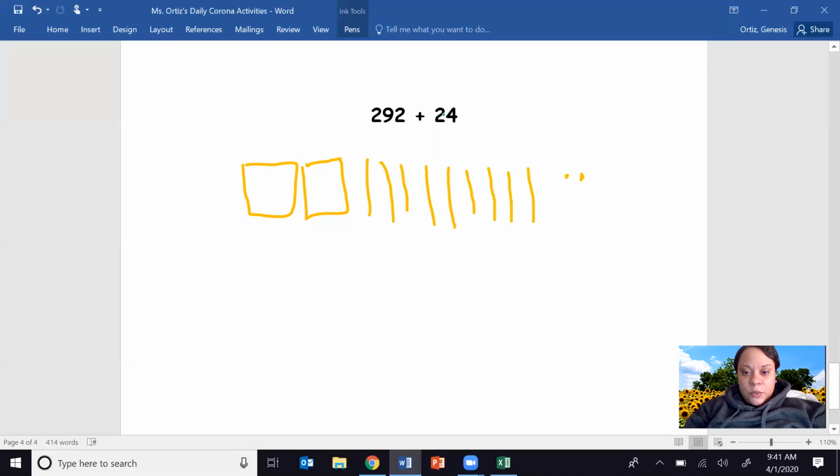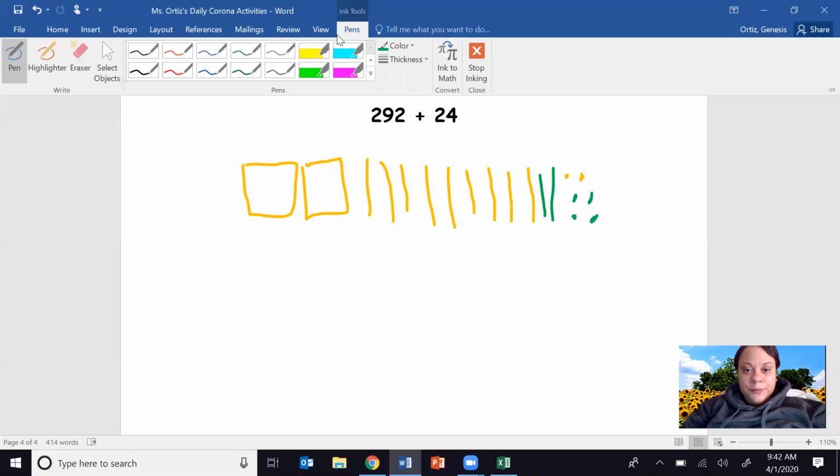Now I just need to draw my number 24. I don't have any hundreds, do I? But I do have some tens. How many tens do I have? 2. So I'm going to go ahead and just draw my 1, 2 here. I kind of squeeze it in there. And then I have how many ones? I have 4. So I'm going to go ahead and draw it. 1, 2, 3, and 4. Now I can start counting.